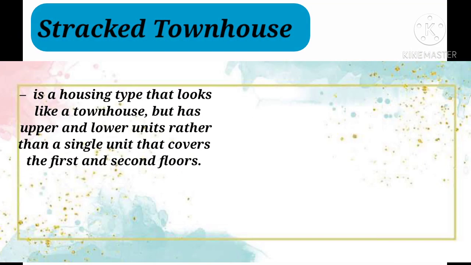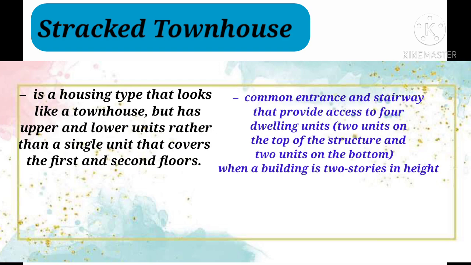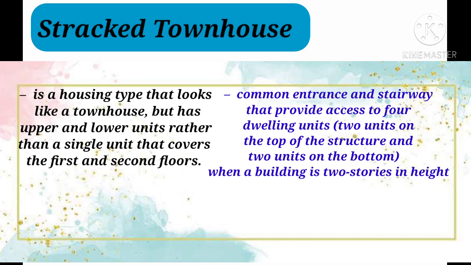A stacked townhouse is a housing type that looks like a townhouse, but has an upper and lower unit rather than a single unit that covers the first and second floors. Units are typically reached by a common entrance and stairway that provide access to 4 dwelling units, 2 units on the top of the structure and 2 units on the bottom, when a building is 2 stories in height.